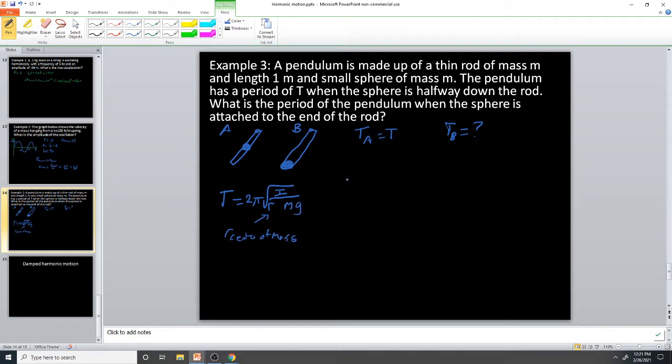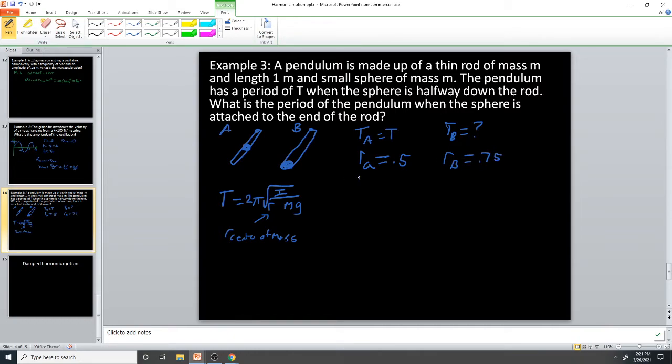So let's think about it. What's R A? This is easy. The center of mass of the rod is in the center, and the sphere is in the center too. So R A is just going to be 0.5. For R B, it's actually also simple. It's 1 and 0.5, and since they have the same mass, it's 0.75.